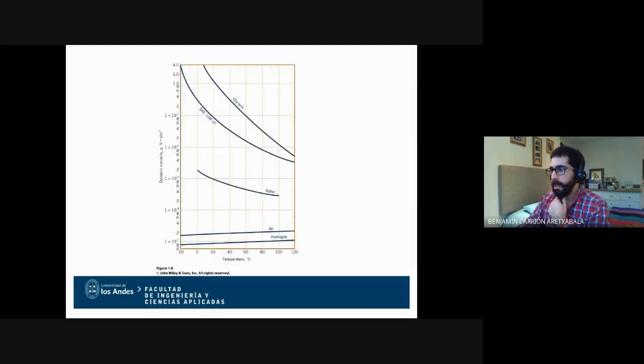Like I said, if you look here at water, the more temperature it has, the smaller the value of dynamic viscosity. For air, for instance, it's the other way around, although it's a very stable, almost flat curve. For glycerine or other oils, it's the same as water: the more temperature it has, the less friction it gives.